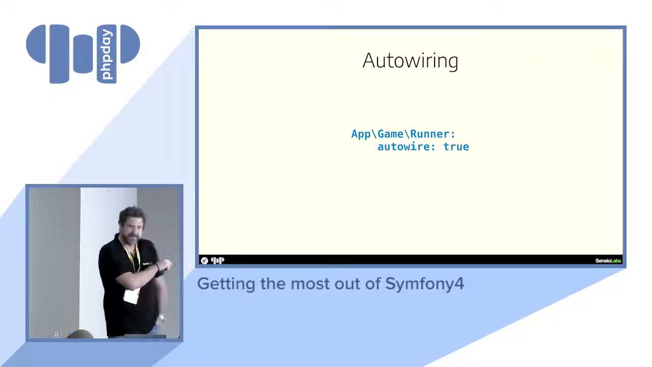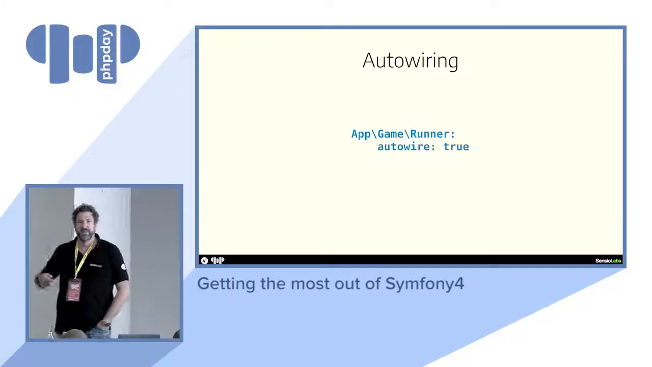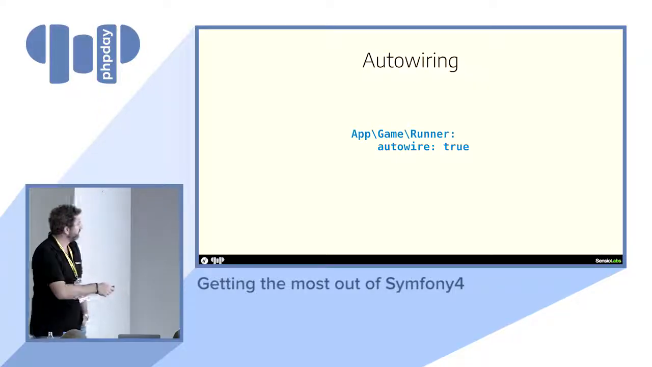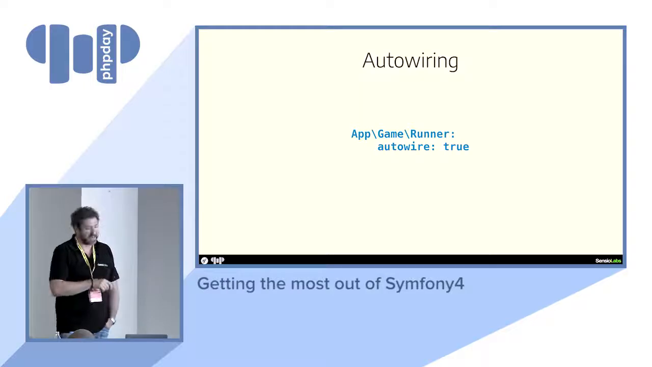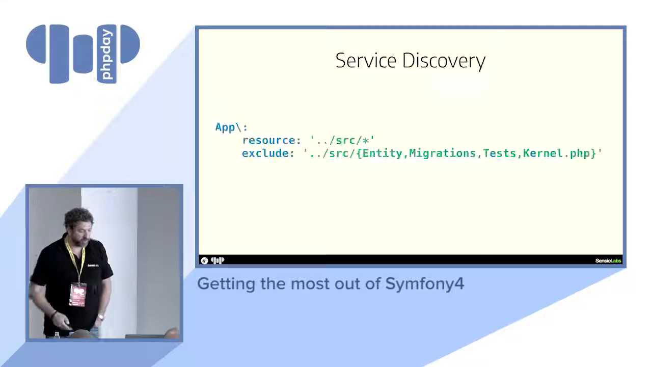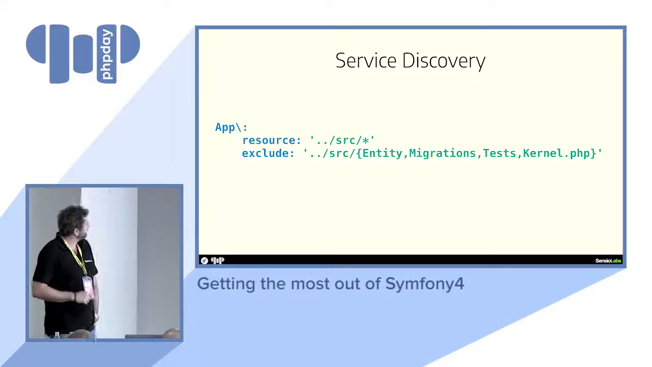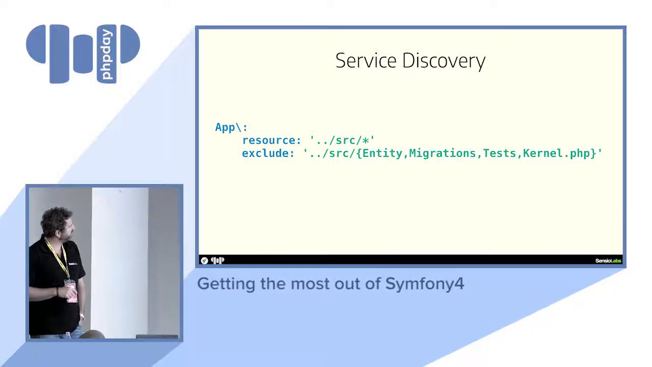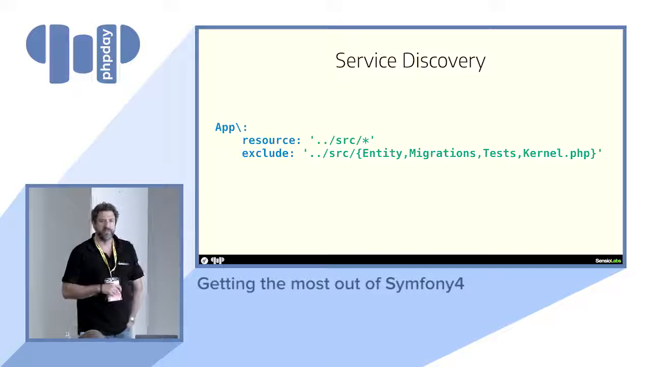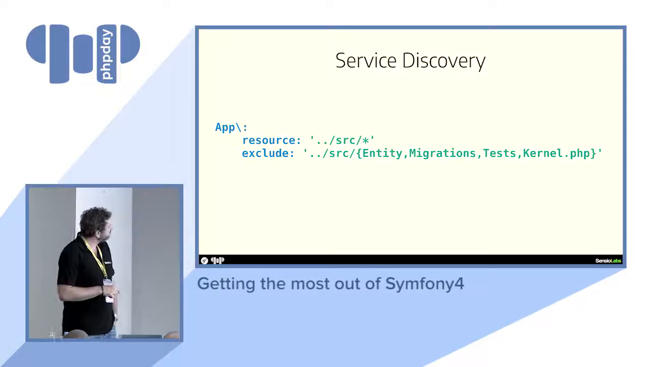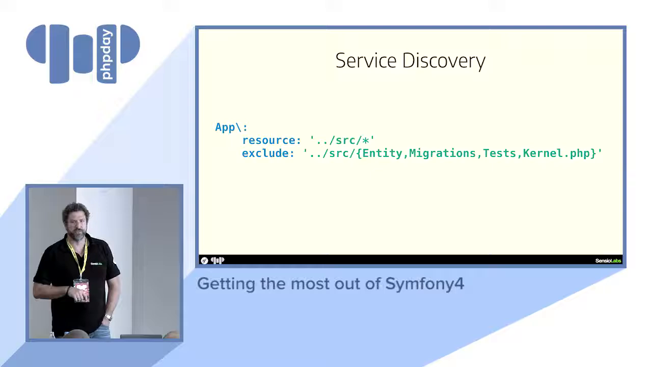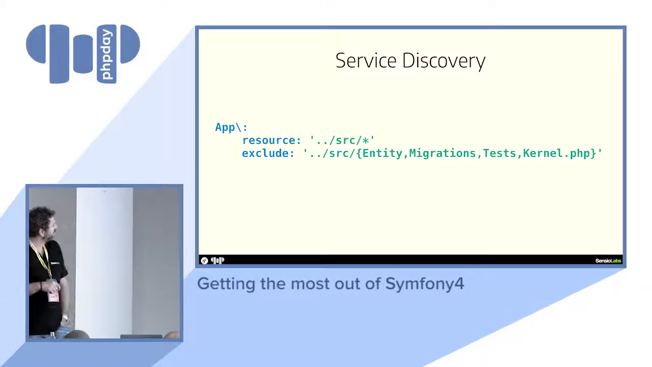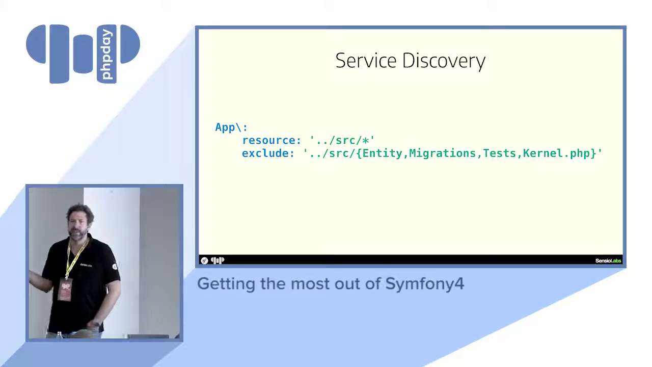Now, when we have this, we can go a step further and use service discovery, because in this case we would have to do everything manually. Still, we would have to mention every service. But now with auto discovery, we can do something like this. Read everything with the App prefix, read everything that is in the source folder, exclude some stuff that cannot be a service or that is already a service. And now everything is suddenly autowired.